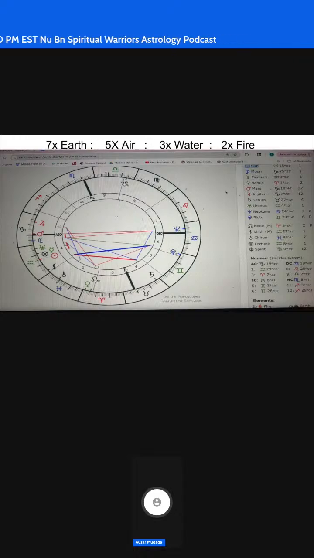With 7 planets in Earth sign, it would give you the feeling that this individual is pretty much grounded. With 5 planets in air sign, it gives you the indication that this person is a thinker. Three planets in the water would give you the indication that the person is not highly emotional. And 2 in the fire would give you an indication that there is some spark in this person, but maybe you might have to pull it out. But there is a spark. There's some fire there.